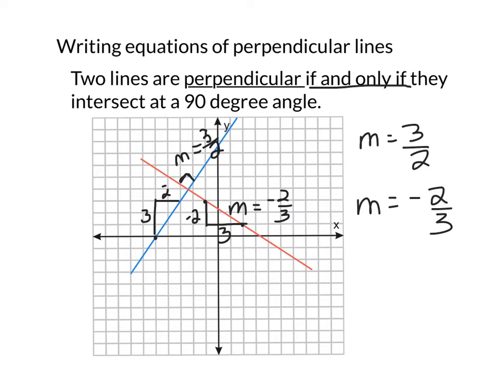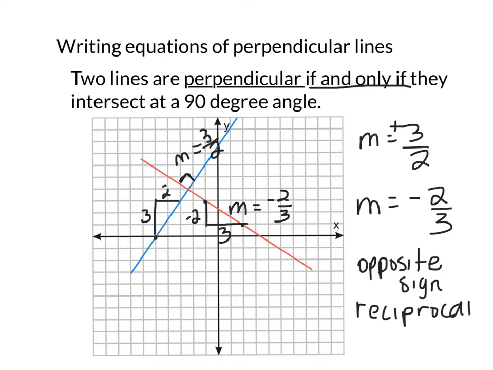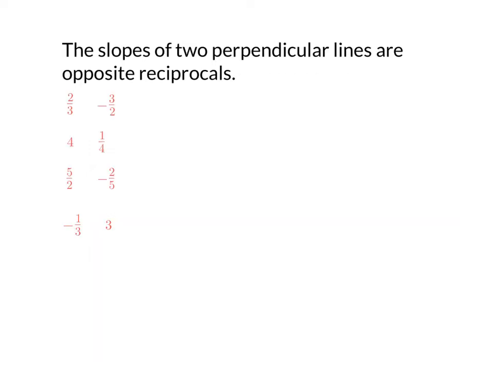How are these slopes related? Well, the 3/2 is positive and the negative 2/3 is negative. That means they're opposite sign. And the fractions are reciprocals of each other, right? If I flip the fraction 3/2, I get the fraction 2/3. So that's reciprocal. So I have opposite reciprocals, and that is what we know about the slopes of perpendicular lines. So the slopes of two perpendicular lines are opposite reciprocals.